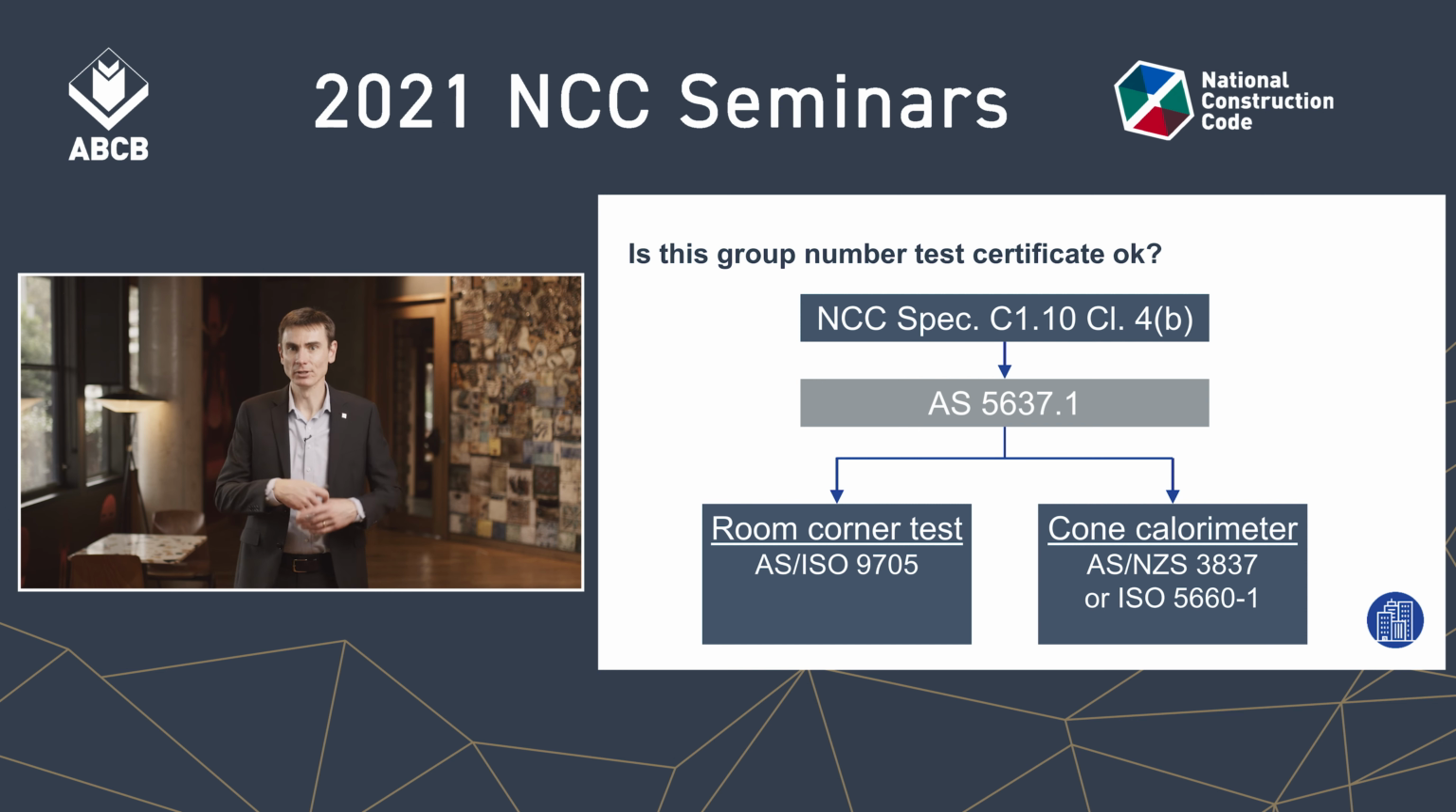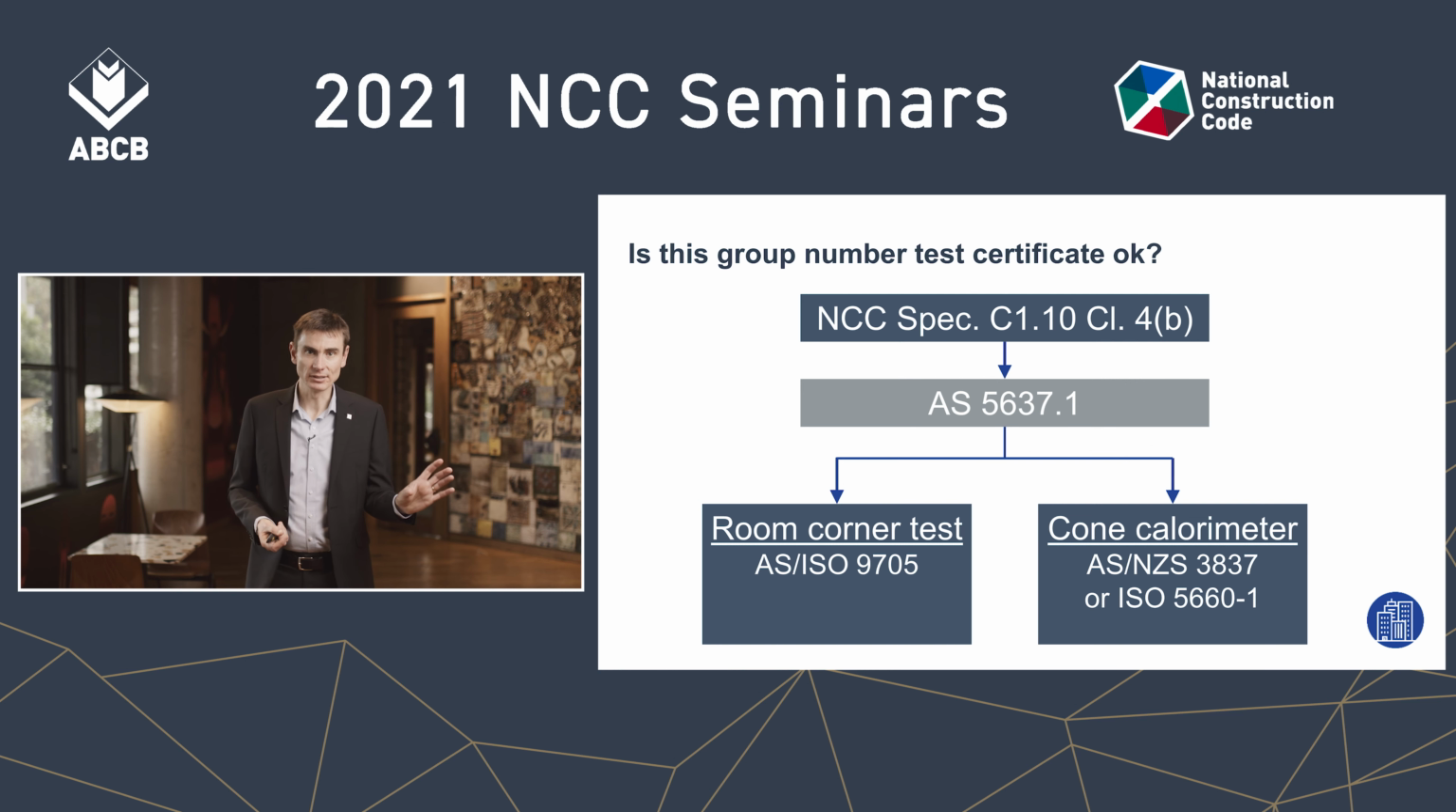5637.1 is a signpost standard. It doesn't have any test procedures in it, but what it does is send you to other standards, either ISO 9705 for the room corner test or the cone calorimeter test. That's per AS/NZS 3837 or ISO 5660.1. AS 5637.1 sends you to either of these tests.